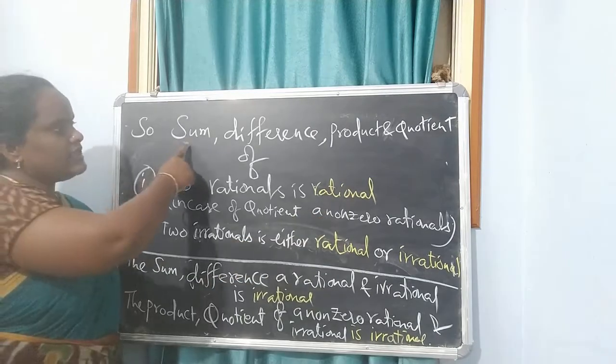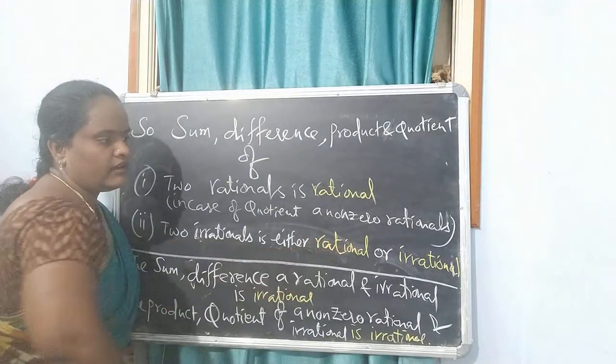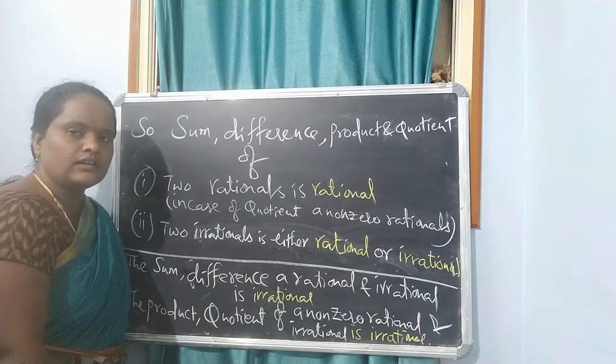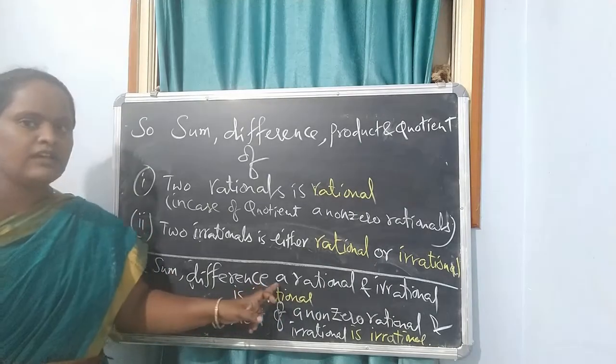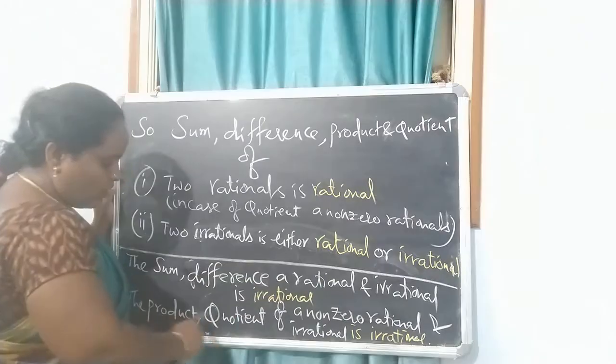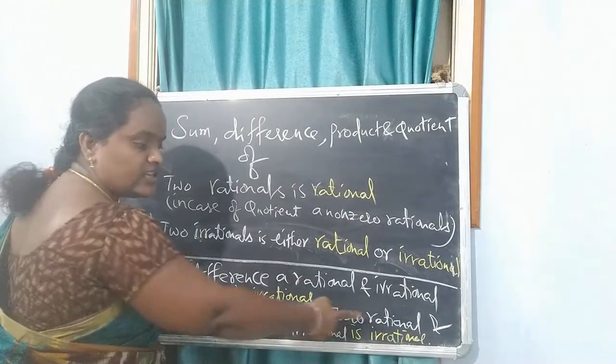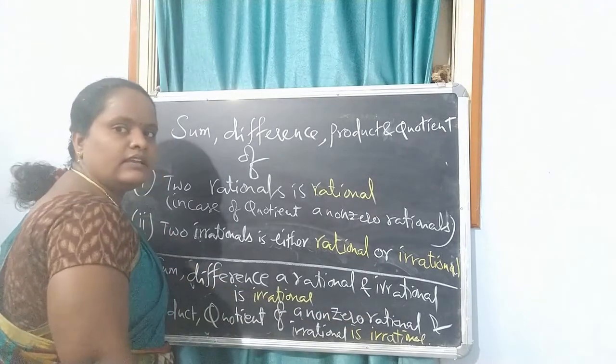The second one: the sum, difference, product and quotient of two irrationals is either rational or irrational. Third, the sum and difference of a rational and an irrational is always irrational, but the product and quotient of a non-zero rational and an irrational is always irrational.